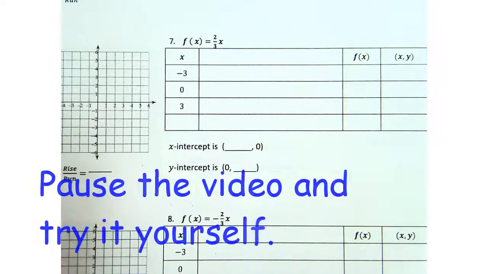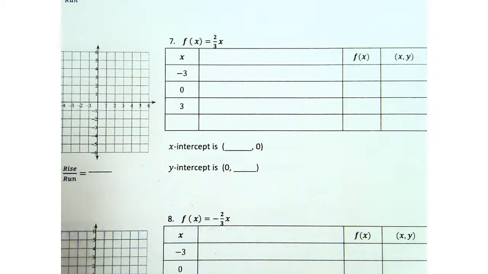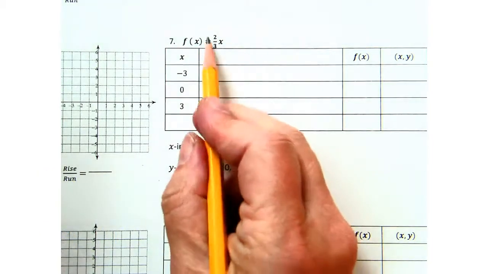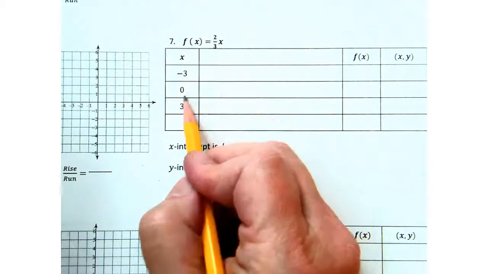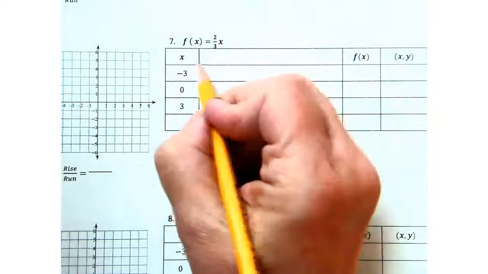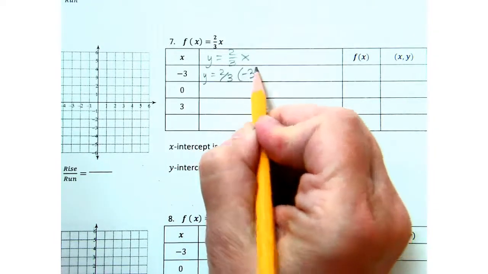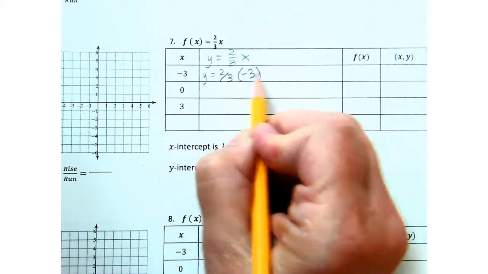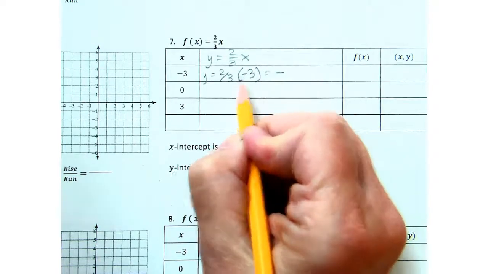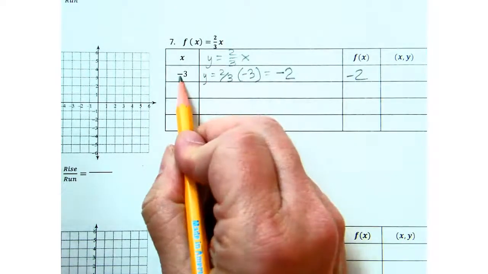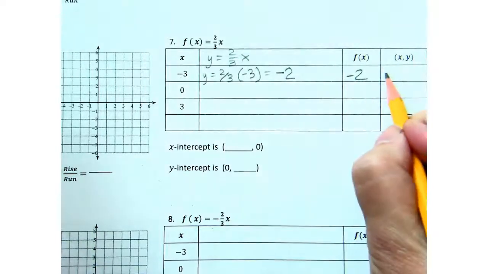Pause the video and try the next two examples yourself. Now that you have tried it, check your work. Example 7. Y equals 2/3 times x. Replace x with -3 for y equals 2/3 times -3. This gives us y equals -2. The first point then is (-3, -2).